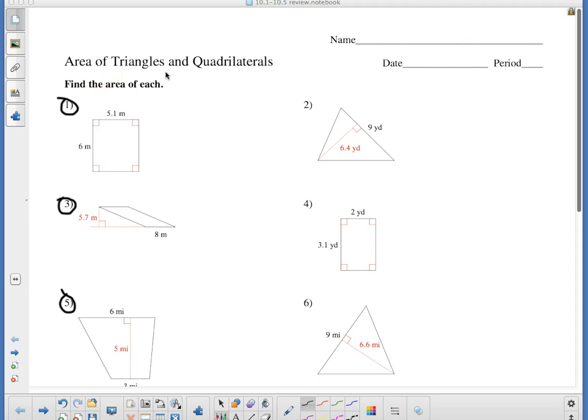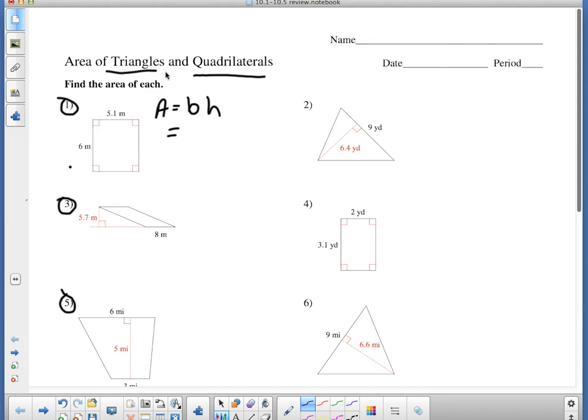So we're looking at triangles and quadrilaterals here. This is a rectangle. So the area of a rectangle is base times height. So base, height, there's two numbers, and it depends how it's oriented. So we got 5.1 meters times 6 meters, and I just multiply those two values together. Okay, so I just got to grab myself a calculator. I got 5.1 times 6 is 30.6. Okay, as I go through there, I'm just going to double check 5.1 times 6, and we got 30.6.